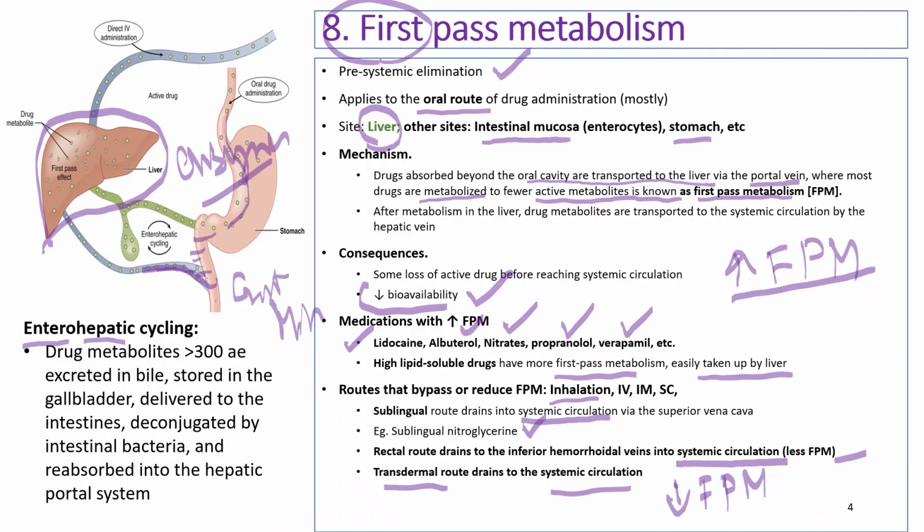This applies especially to drug metabolites with more than 300 molecular weight. They are excreted in the bile, stored in the gallbladder, delivered to the intestines, deconjugated by intestinal bacteria, and reabsorbed into the hepatic portal circulation. If patients take antibiotics along with these medications, you are going to decrease the intestinal bacterial flora, and so decrease the enterohepatic cycling. For example, oral contraceptive pills combined with antibiotics reduce the effectiveness of the pills. You have to choose another contraceptive method.